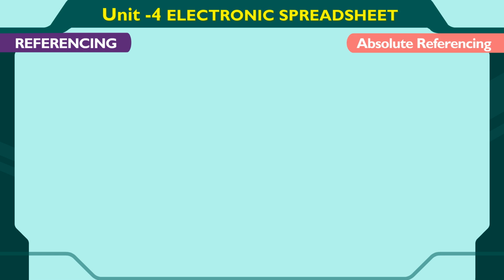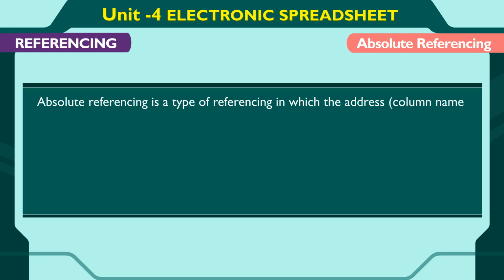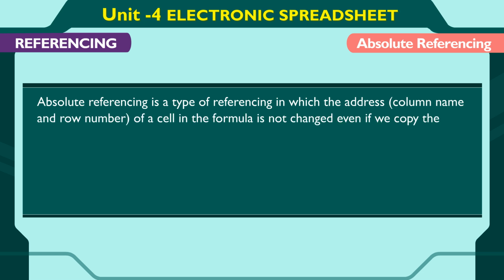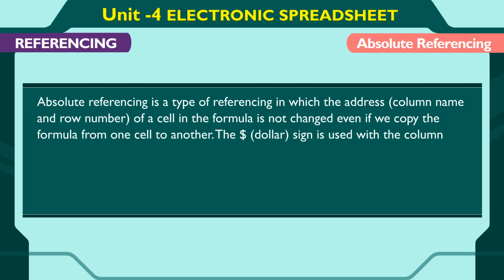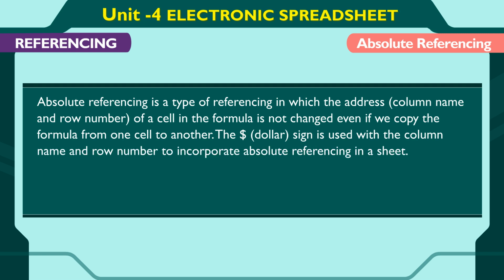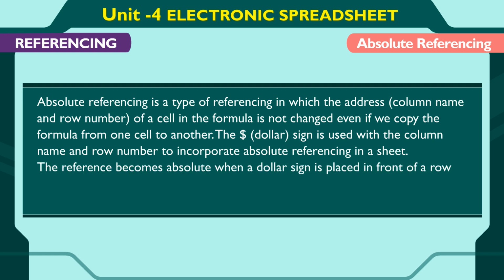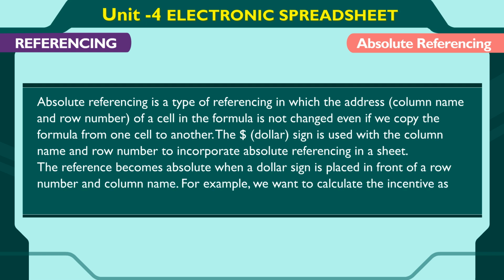Absolute referencing. Absolute referencing is a type of referencing in which the address, column name and row number of a cell in the formula is not changed even if we copy the formula from one cell to another. The $ sign is used with the column name and row number to incorporate absolute referencing in a sheet. The reference becomes absolute when a $ sign is placed in front of a row number and a column name.